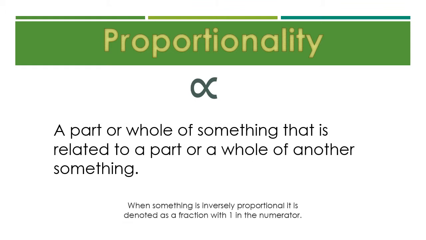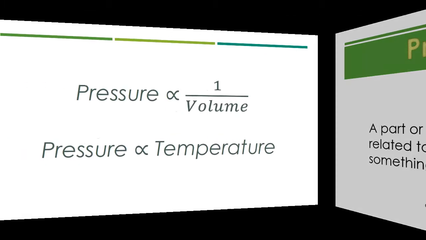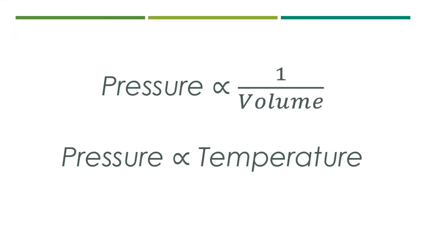Proportionality, a part or a whole of something that is somehow related to a part or a whole of something else. When something is inversely proportional, we still write this, but whatever it's inversely proportional to has a 1 in the numerator, and then whatever is proportional in the denominator. Pressure is inversely proportional to volume, meaning that as the pressure goes up, the volume will go down. And pressure is directly proportional to temperature. If the pressure goes down, then the temperature will also go down.